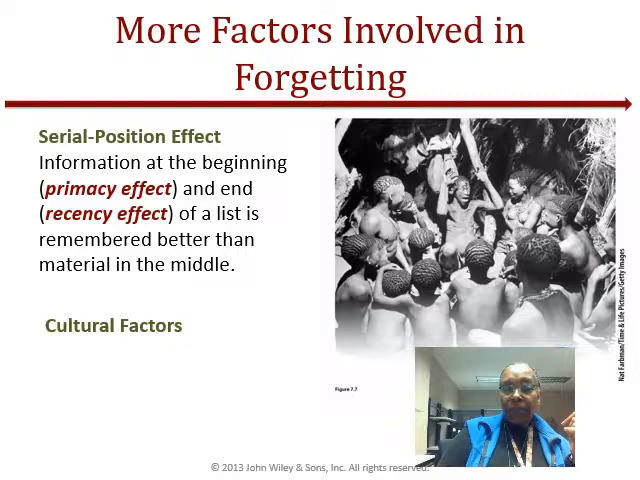And then you could think about what we talk about in terms of serial position effect. That's the information that we get at the beginning, which is the primacy effect. And then the recency effect is the list that we remember better, as opposed to the material found in the middle of the situation, or when we're talking about study, what's in the middle. We tend to remember stuff at the beginning. It wanes, but the middle part is going to be remembered better even than the last bit of stuff that you recalled.